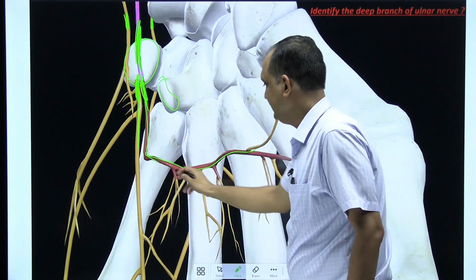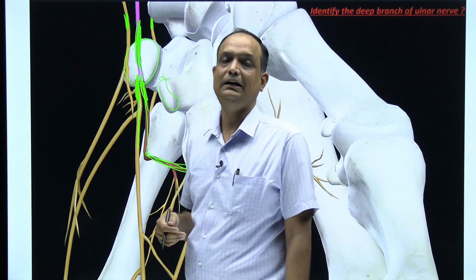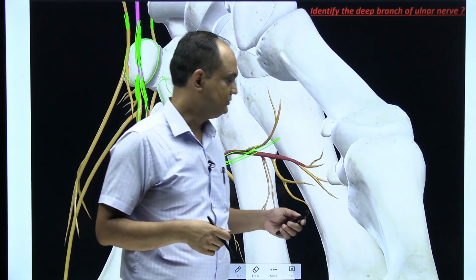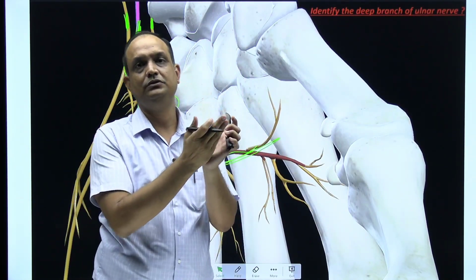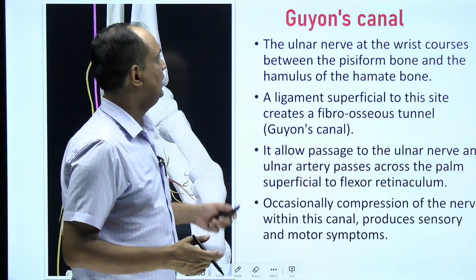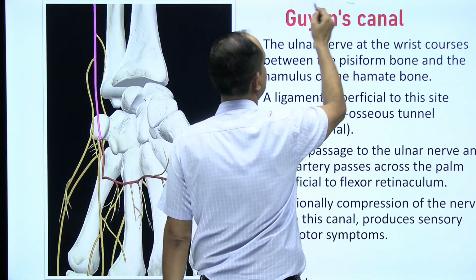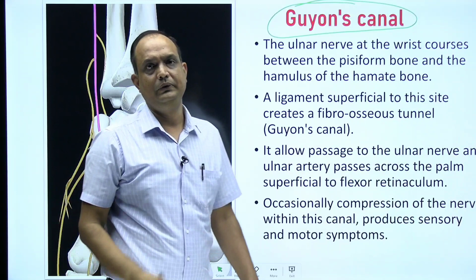The deep branch is making an arch, and this arch lies deep to the long flexor tendons of your wrist, where you have the flexor digitorum profundus and flexor digitorum superficialis tendons. Now, there is one more important applied aspect, known as Guyon's canal. What is this Guyon's canal?